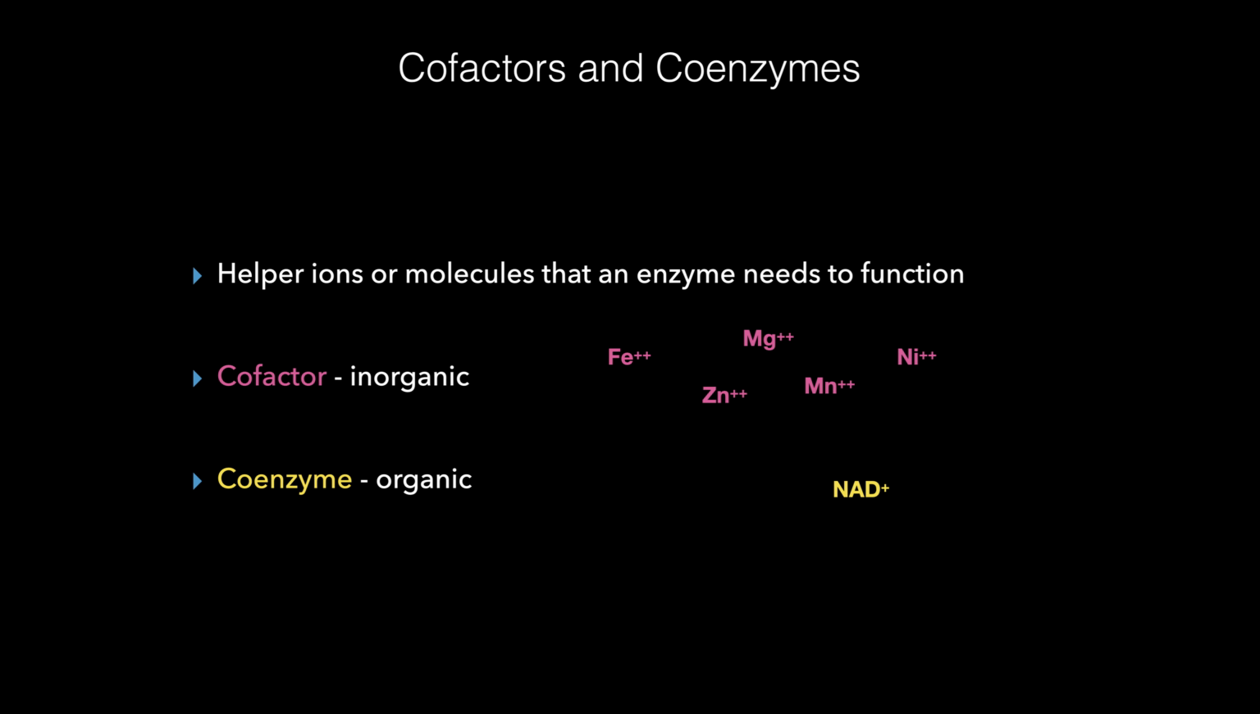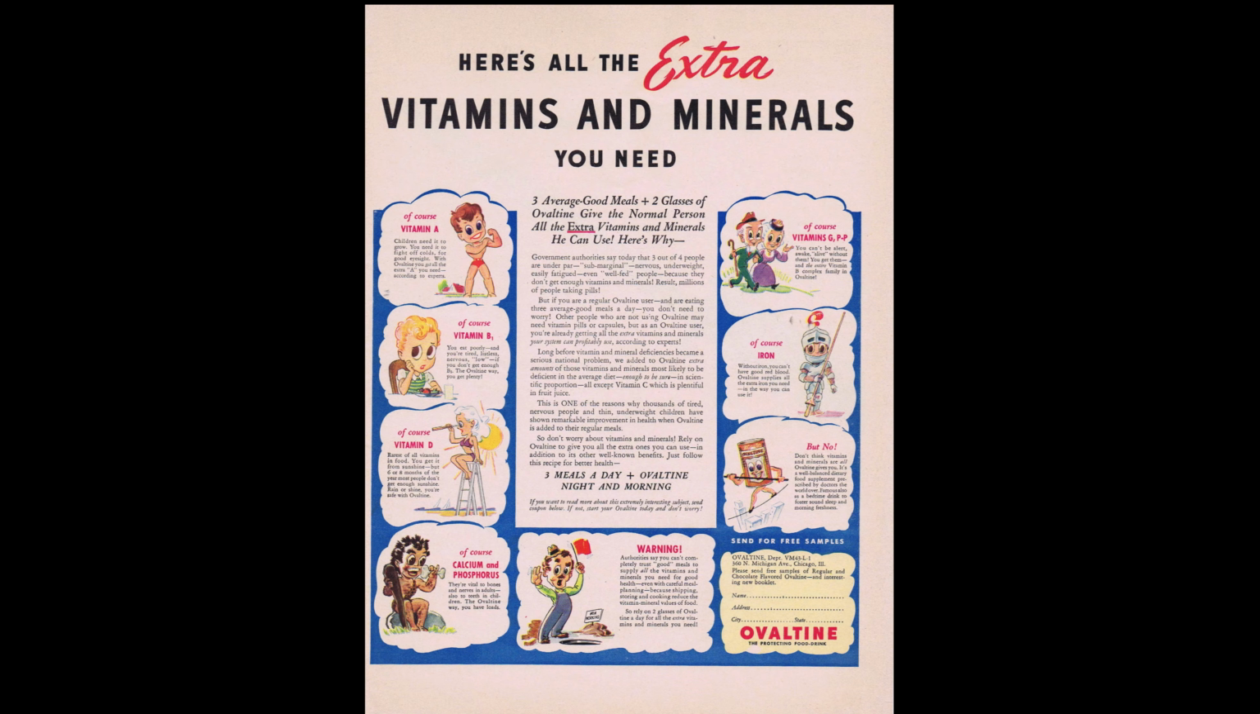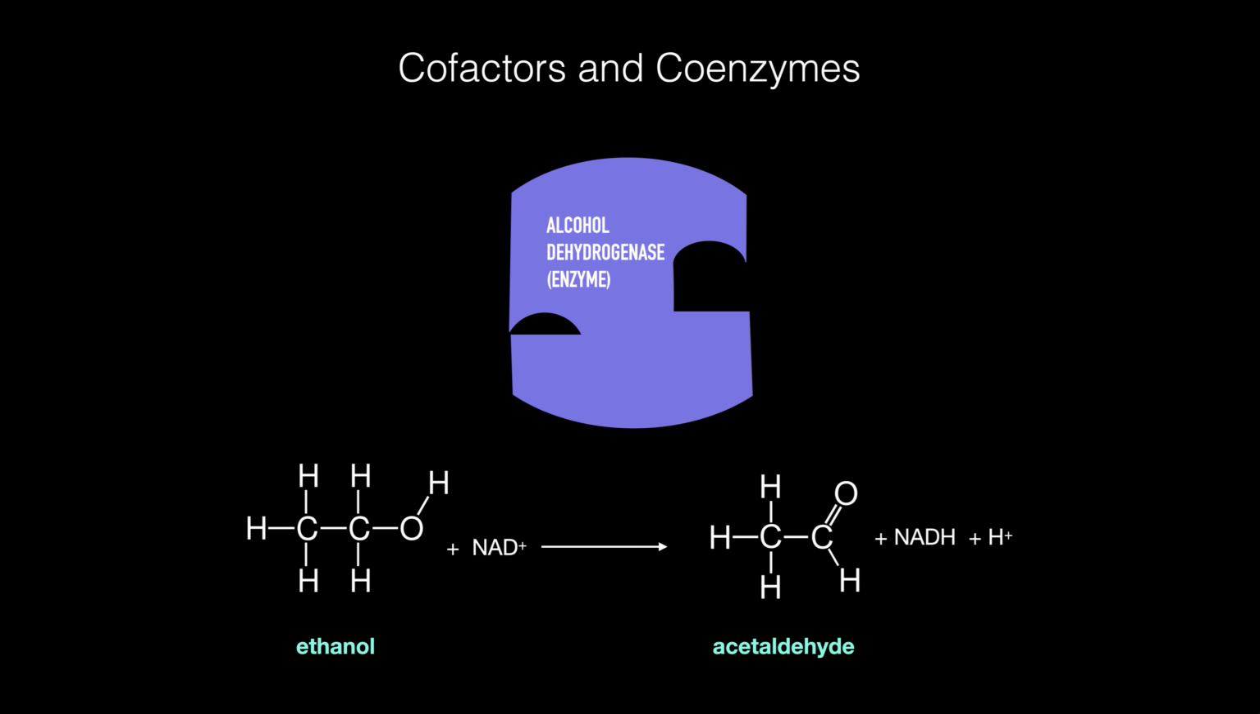For example, NAD+, biotin, ascorbic acid or vitamin C, and thiamine pyrophosphate. These coenzymes tend to be vitamins or derivatives of vitamins. So hey, you ever seen a food product advertised that it contained vitamins and minerals? Well, this is what we're talking about. And this is a major reason that you need to eat certain vitamins and minerals to allow your enzymes to function correctly. Let's look at a quick example.